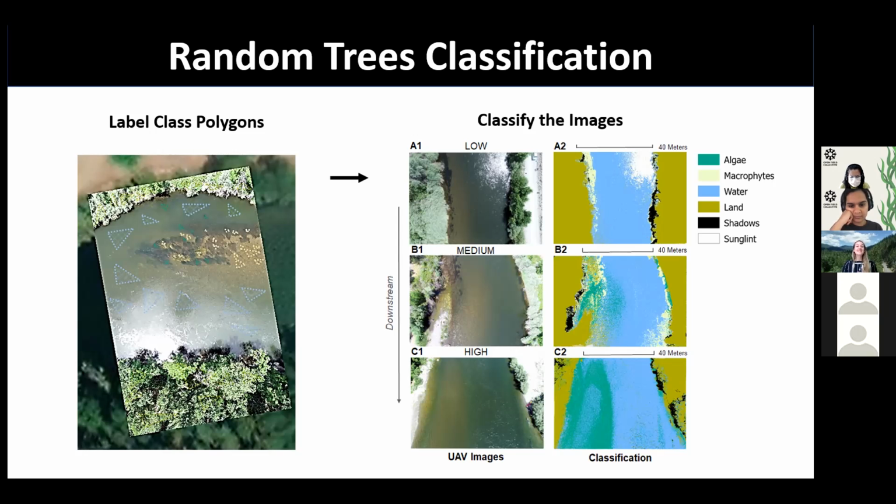Basically, I had 6 different classes that I was highlighting in each image. So algae, macrophytes, which are aquatic plants, water, land, shadows, and sun glint. And that's solar reflection. And you can see that on the photo on the left, where the sun is reflecting so much that we actually can't see beneath the surface.